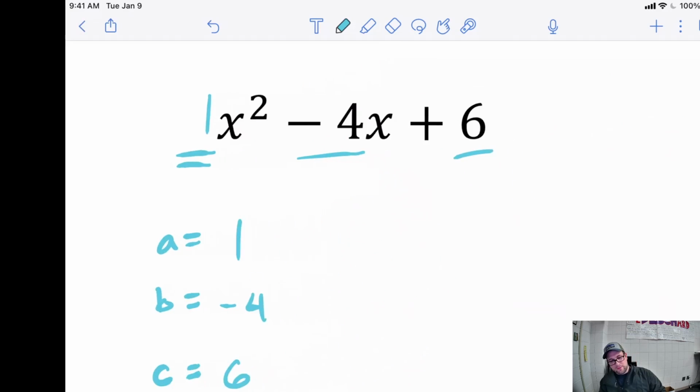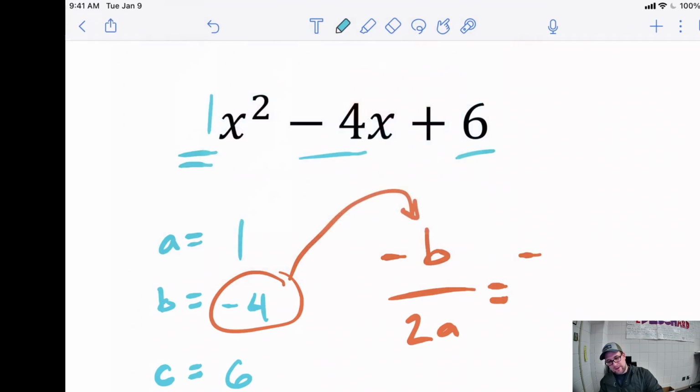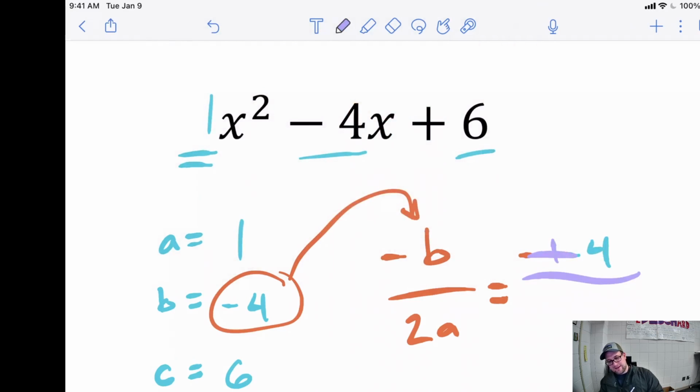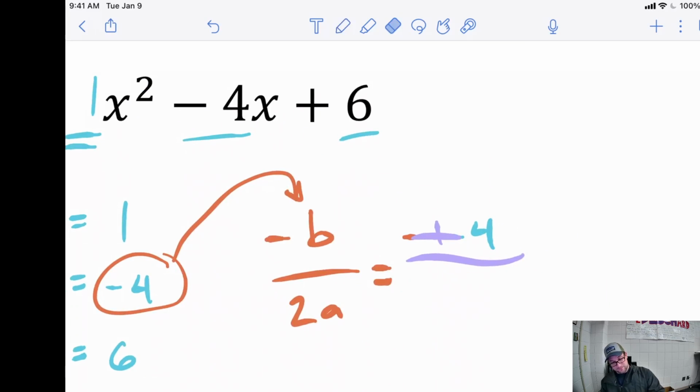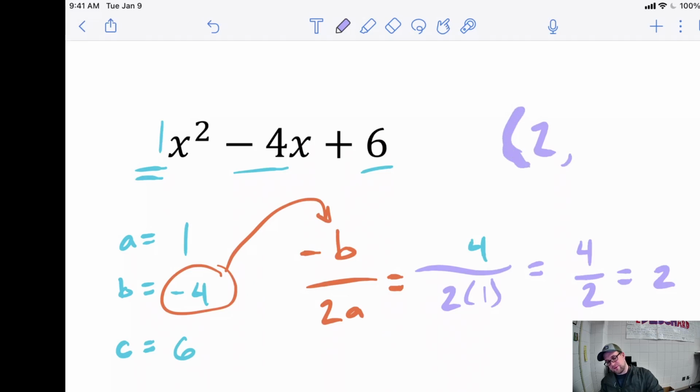Our formula, the formula of the day, is negative b over 2a. So our b value is negative 4. Since that's a negative up there already, it's going to be like a negative, and then my negative 4 is going to come up there. And then we got to think to ourselves, well, two negatives always make a positive, so we got to make that into a positive 4 up top. Now on the bottom, I'm going to have 2 times 1, which we know is just 2. And of course, 4 divided by 2, use a calculator if you need to, is 2. So I'm going to have (2, as the first part of my vertex.